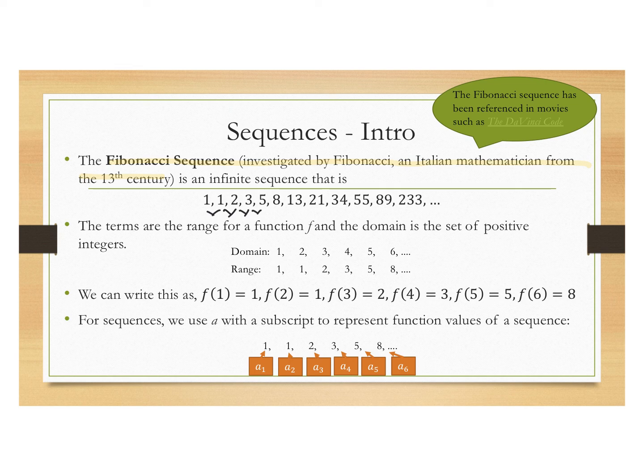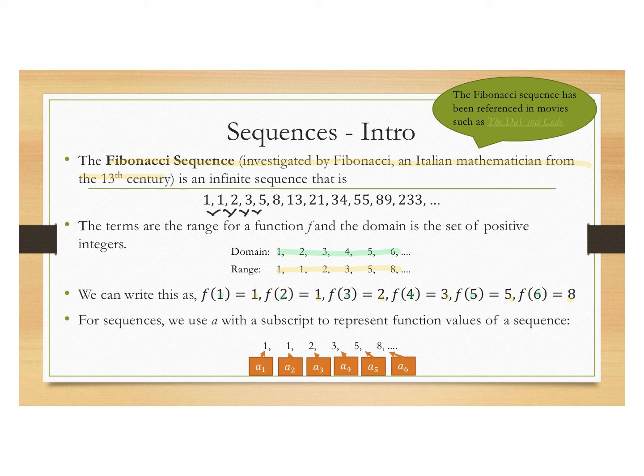The Fibonacci sequence is also referenced in films such as the Da Vinci Code. And the terms are the range for the function. Okay, so notice the sequence itself is the range, versus the term number, that is the domain, and it is a positive set of integers. And we can also write it in function notation. Okay, so the f of n in parentheses just represents the term number, and the actual term in the sequence represents what that term is in the sequence.